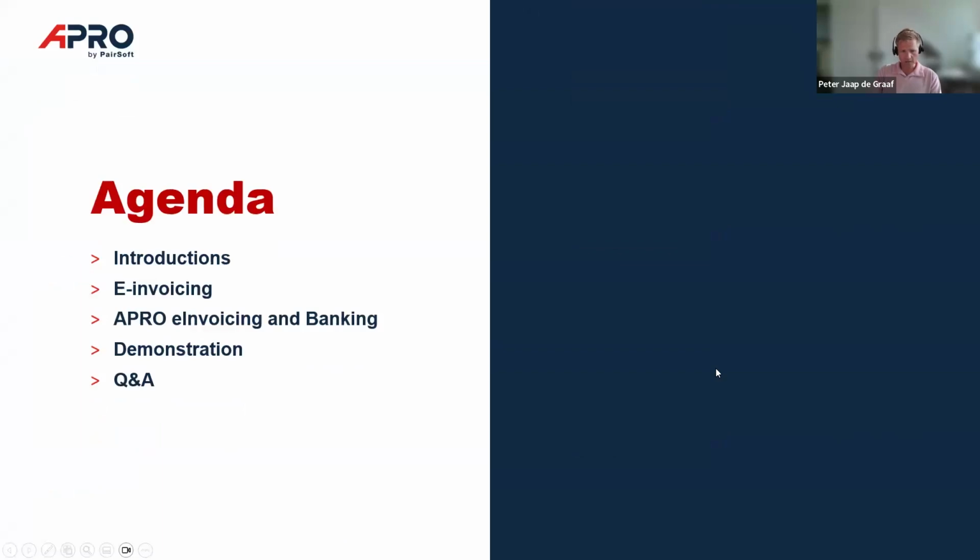So first, the agenda. I will do a short introduction of myself. Then I will tell a bit more about e-invoicing, also how it works with APRO, and of course, our banking gateway to process all your payment files to the bank. So we create the right payment format and send the payment to your bank to make sure that it will get approved by the bank.